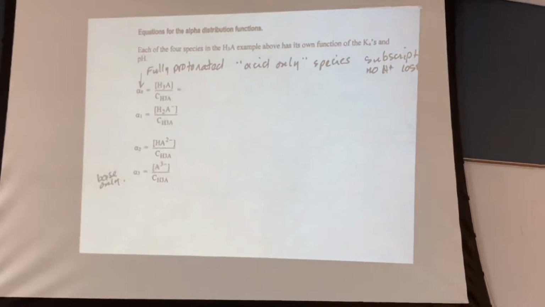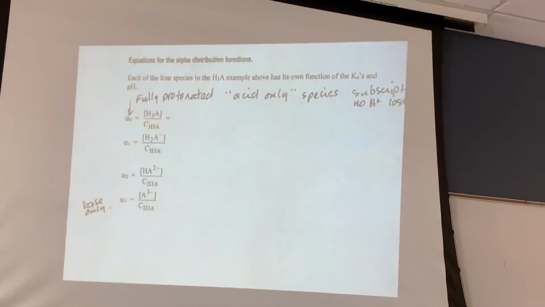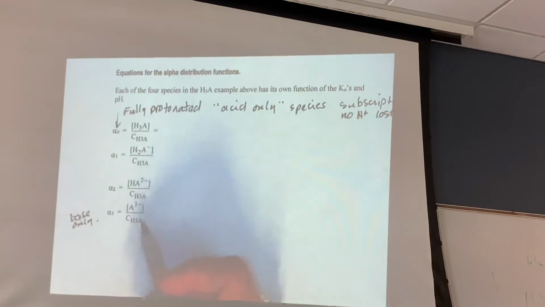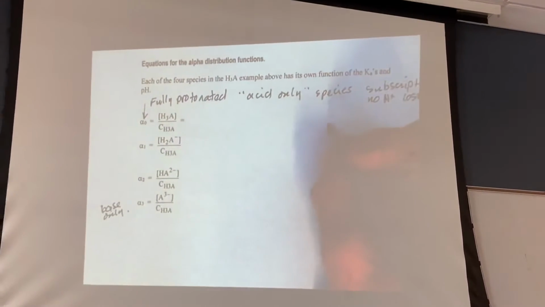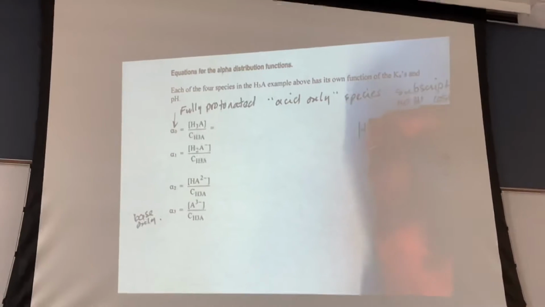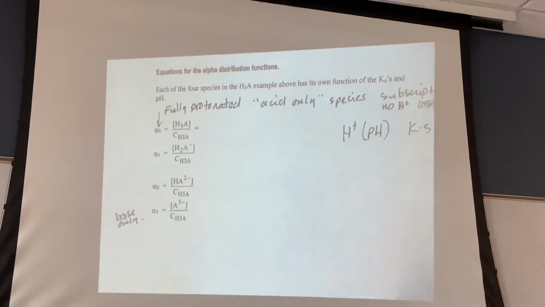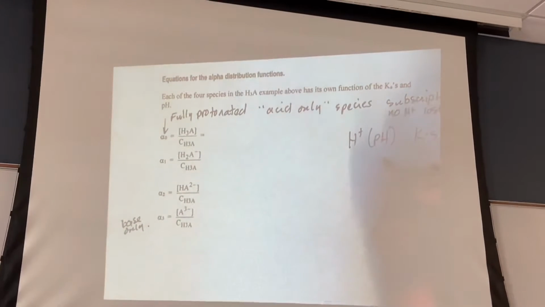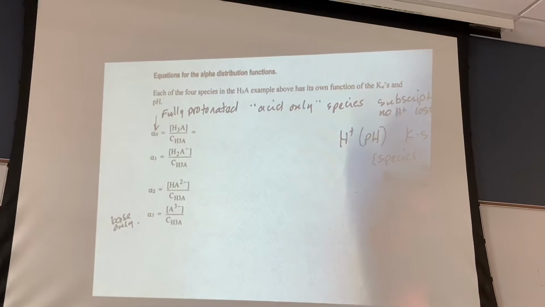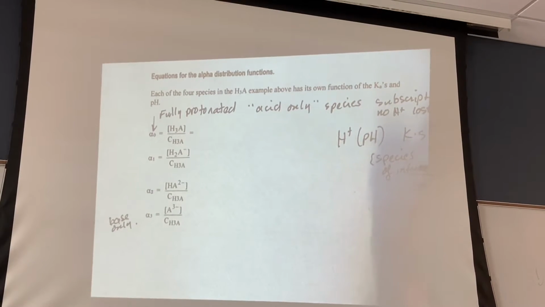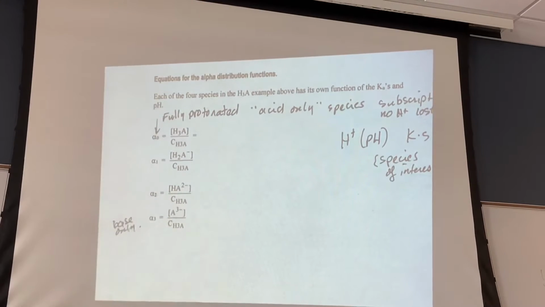So how do I figure all this out? What we're going to do is figure out an expression for these that is in terms of H plus or pH, which we can measure, and the Ks. And then that species of interest, whether it's fully protonated, amphiprotic, or base only.